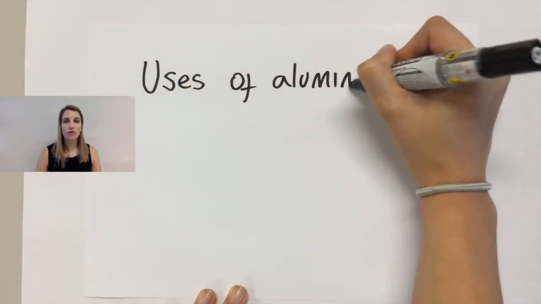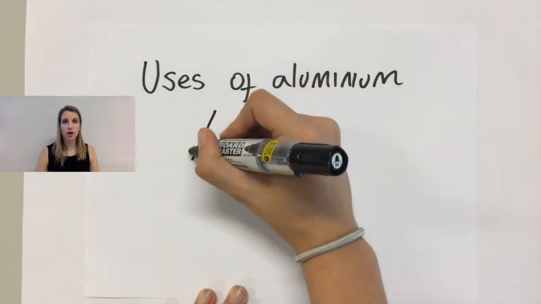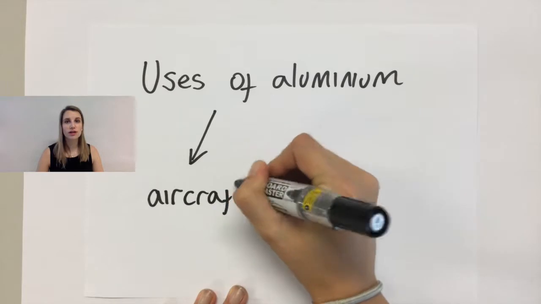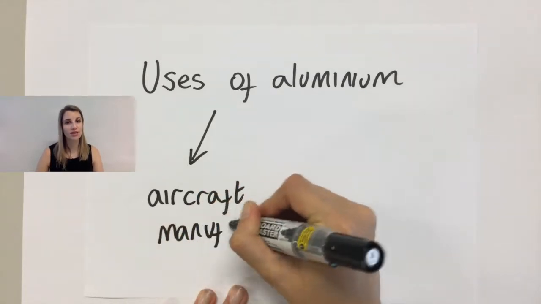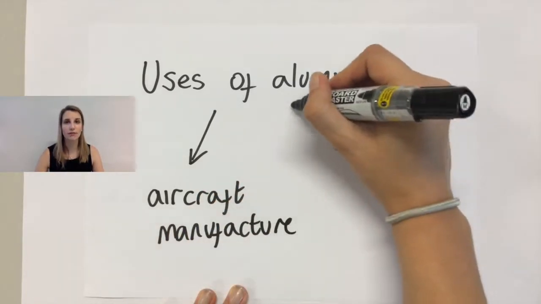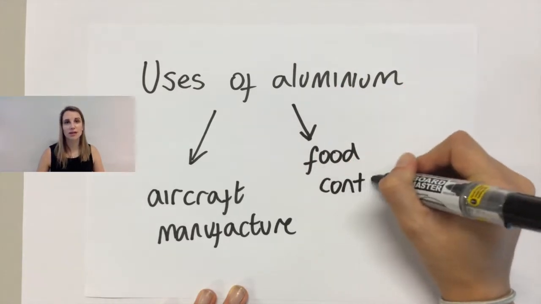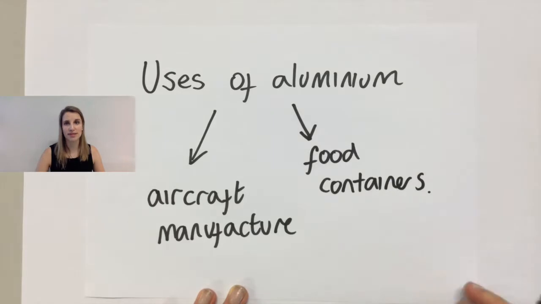We use aluminium for making aircraft, so parts for aeroplanes and things like that. And we also use it for holding food, so things like aluminium foil we use for wrapping food. So let's have a think about what properties of aluminium make it useful for these purposes.